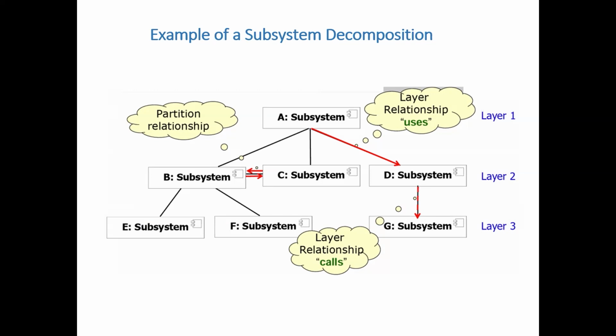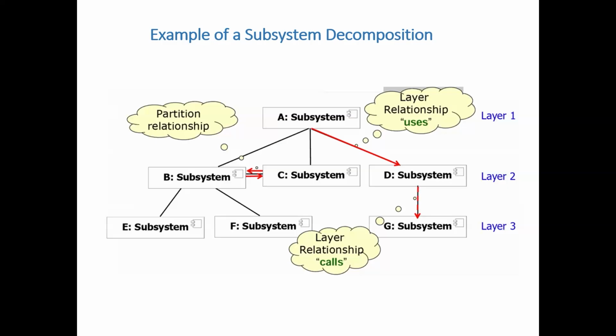Now from subsystem D to subsystem G in layer 3, we see a dashed red arrow. This represents a calls relationship. In other words, at runtime, D is triggering G to perform some behavior. So it is a runtime dependency, only active when the system is running.